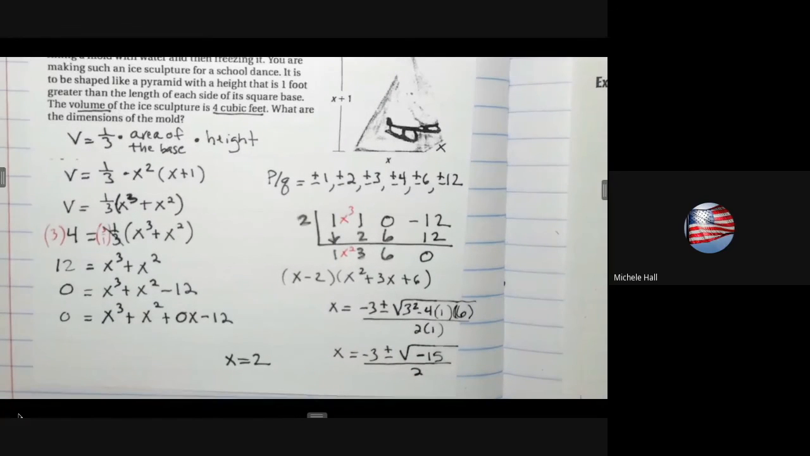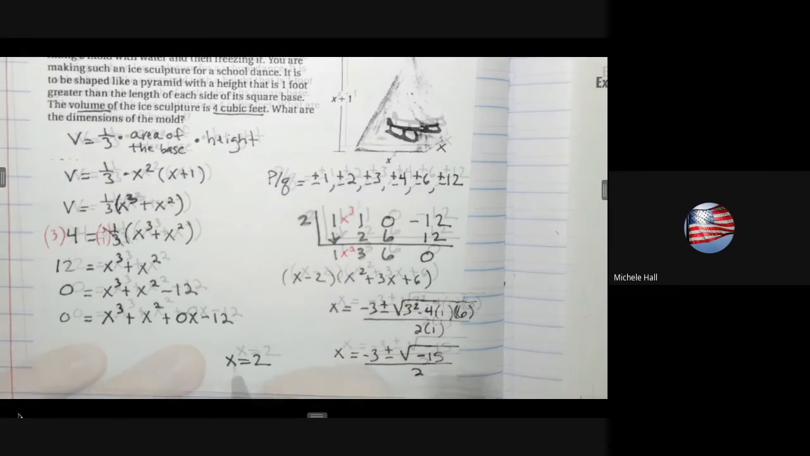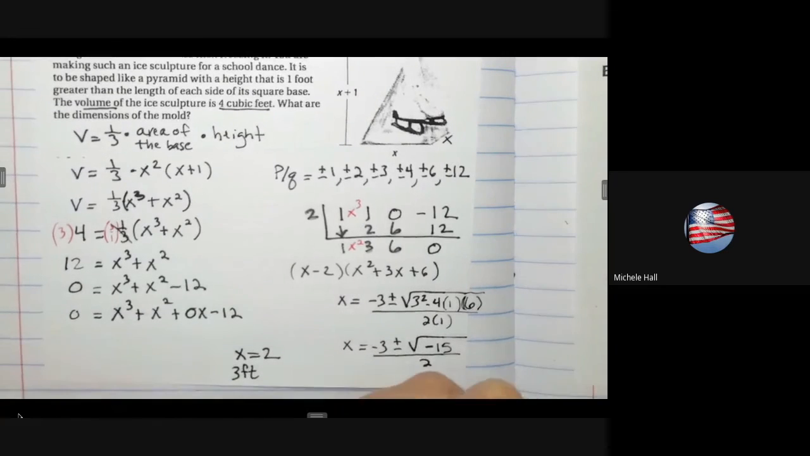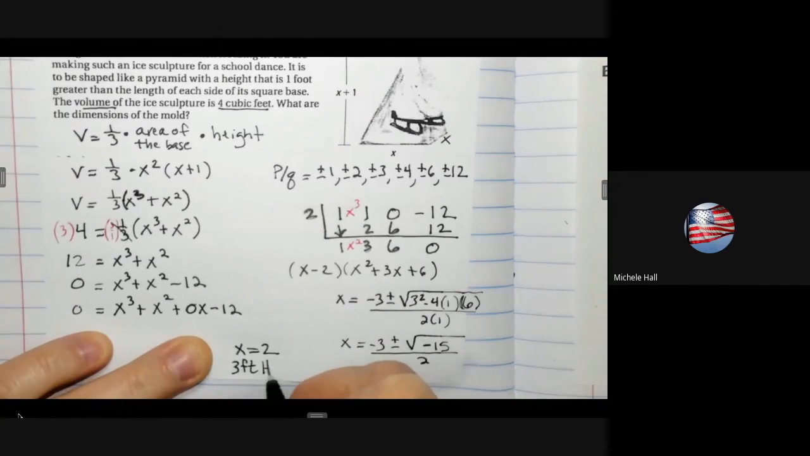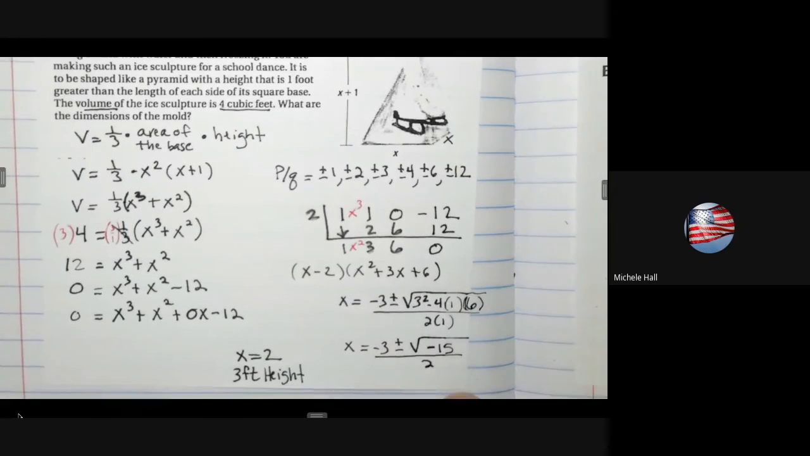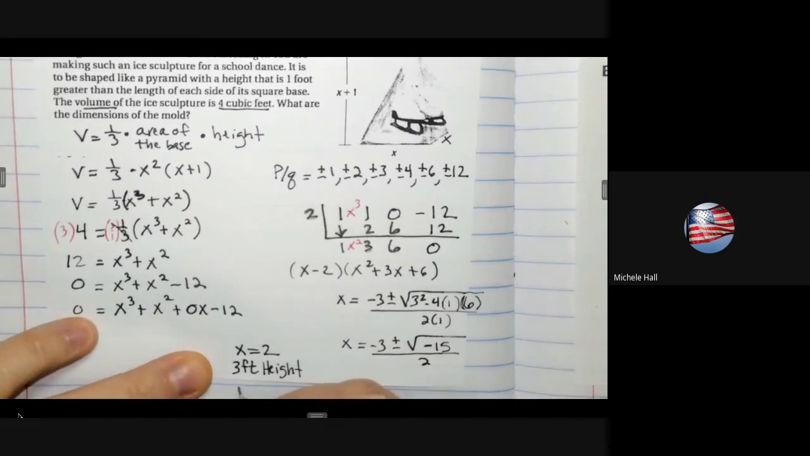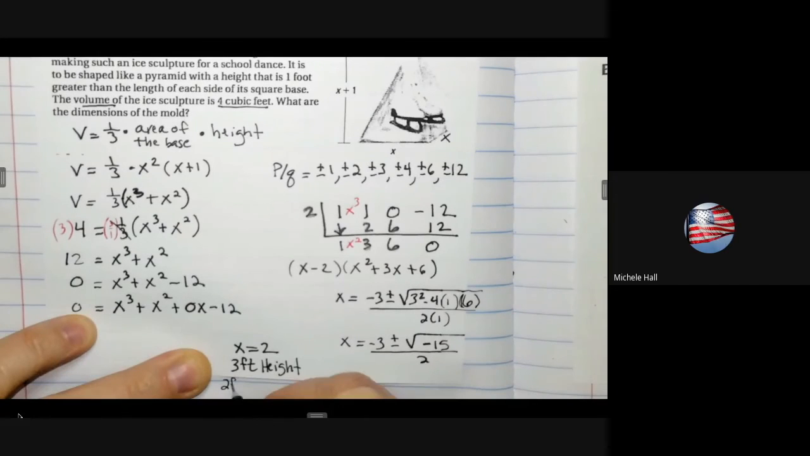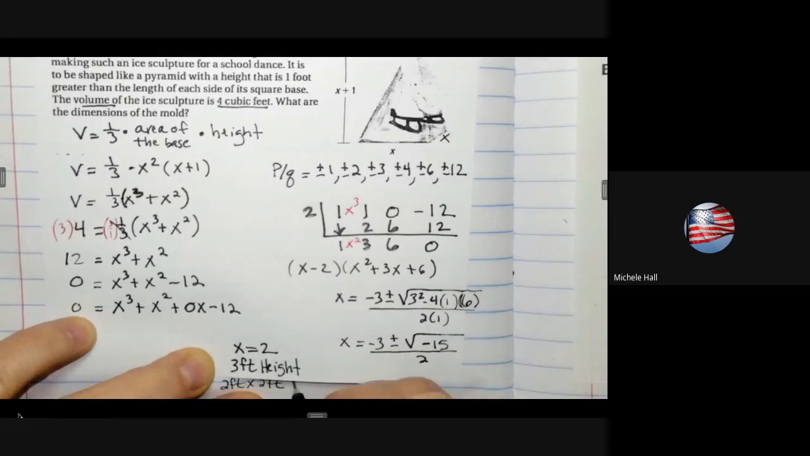And what does the direction say? What are the dimensions of the mold? The dimensions then would be 3 feet, the height, and the base would be 2 feet by 2 feet. That is the base.